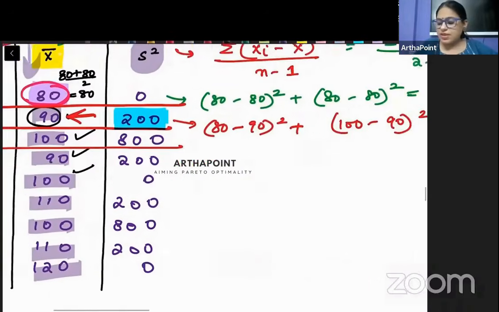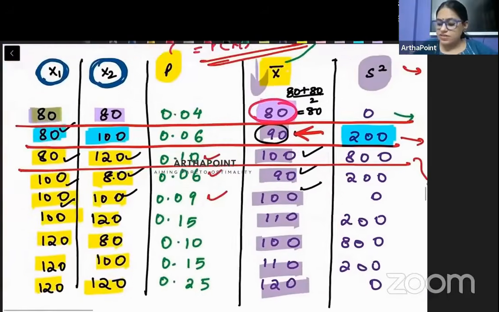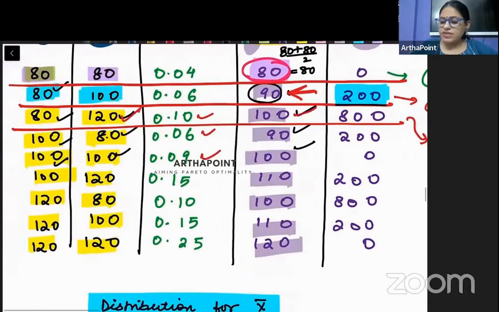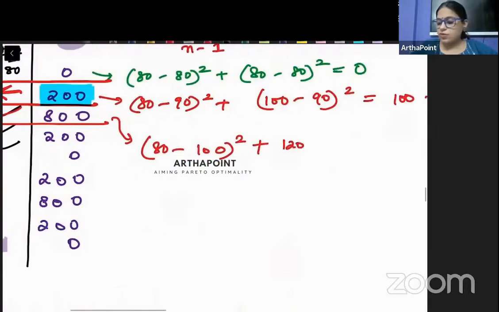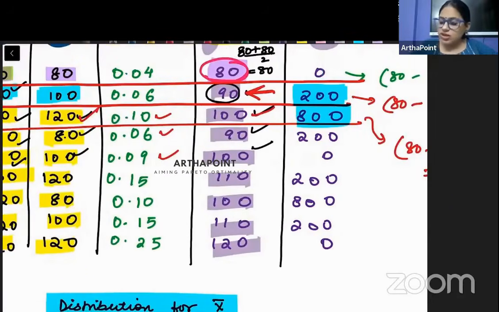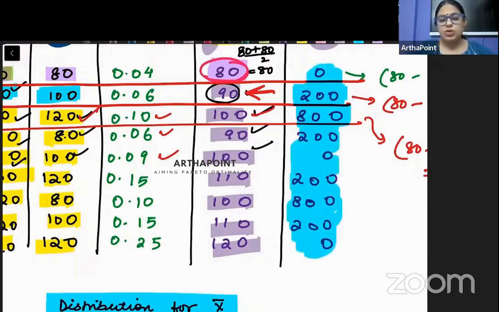Okay, beta, let's come to the third one. In this case, what do we find? We see 80 minus 100 whole square plus 120 minus 100 whole square. So this gives me minus 20 square, that means 400, and 20 square, that means 400, so 800. That's this value. Again, beta, I am leaving it up to you. In similar fashion, you will be able to find all these variances. These are the variances of the individual samples.